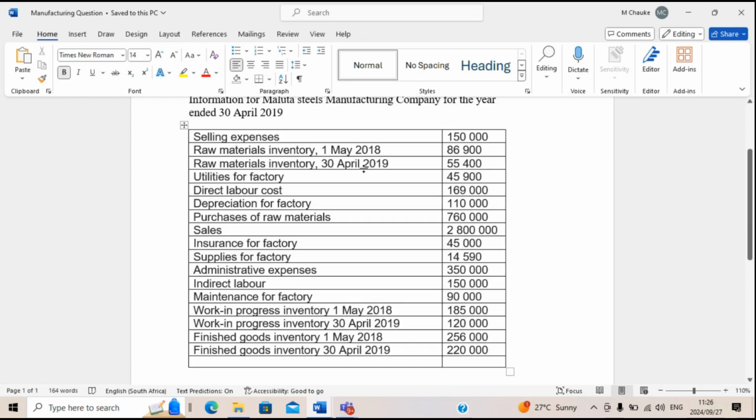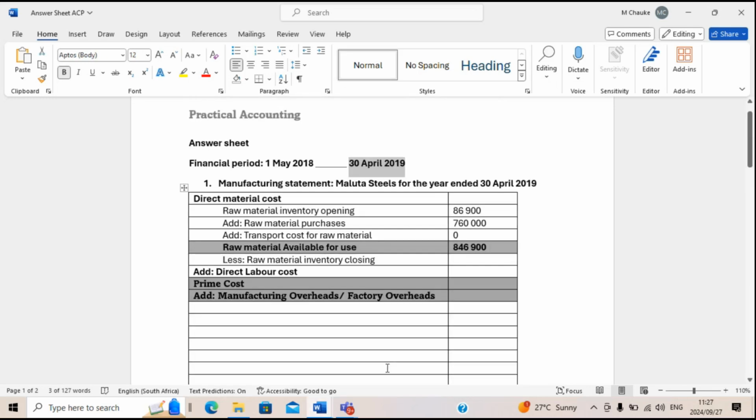There we go. Our raw material inventory on the 30th of April 2019 is 55,400, in brackets, because any figure that we have to subtract in accounting, any negative figure, must be put in brackets. That is 55,400 for the raw material closing inventory.